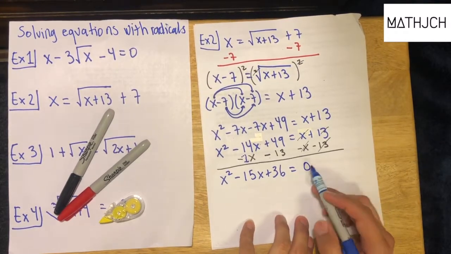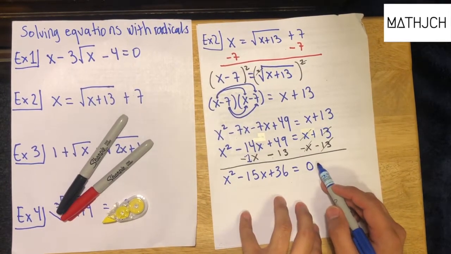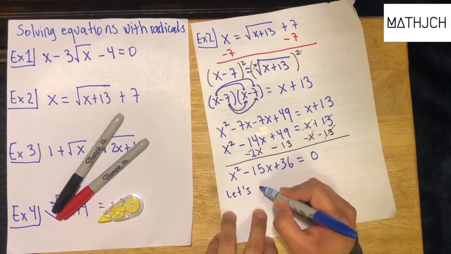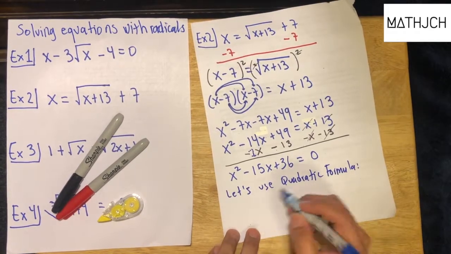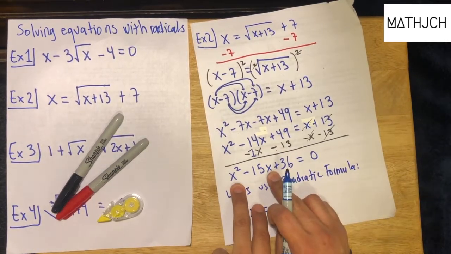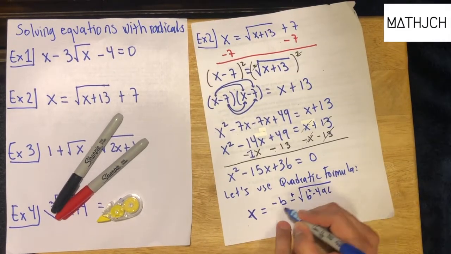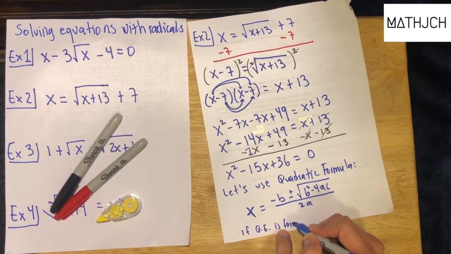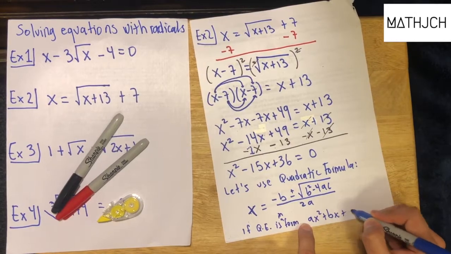We could use either factoring, the quadratic formula, or completing the square. Let's do the quadratic formula this time, okay? Remember, the quadratic formula is x, because our variable in here is x, okay? If the quadratic equation is in the form of ax squared plus bx plus c equal to 0.